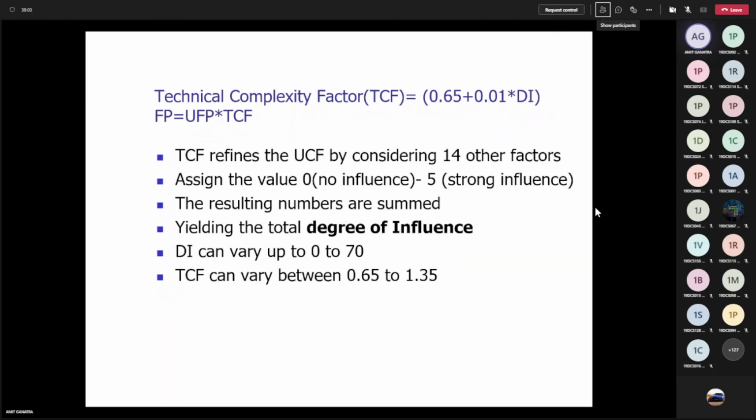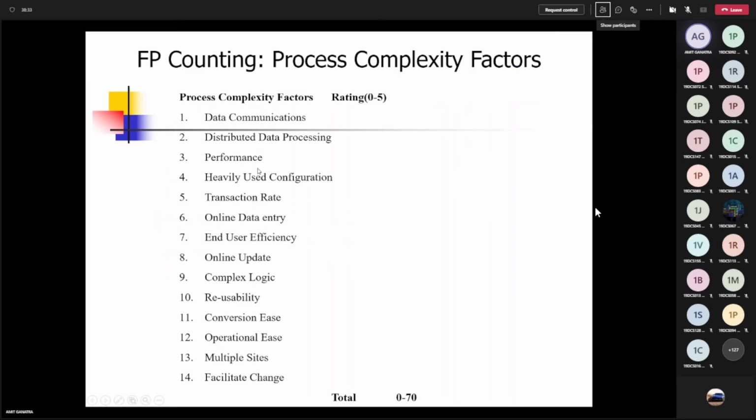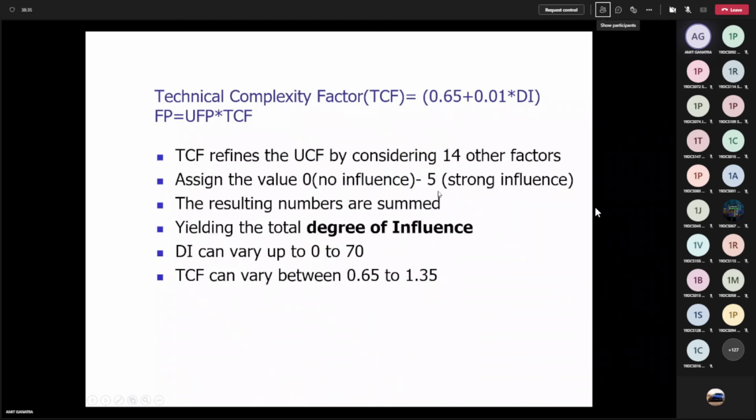Then we have the technical complexity factor, TCF. So the second equation is: TCF equals 0.65 plus 0.01 into DI. And if you have to calculate the overall function point, then the first equation, unadjusted function point, into TCF. So here this TCF refines the unadjusted function point count by considering the 14 other factors. Here we have considered 14 parameters, and the scale you have to assign is in the range of 0 to 5. This we consider as the degree of influence.